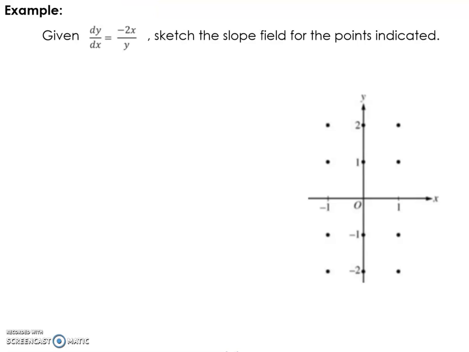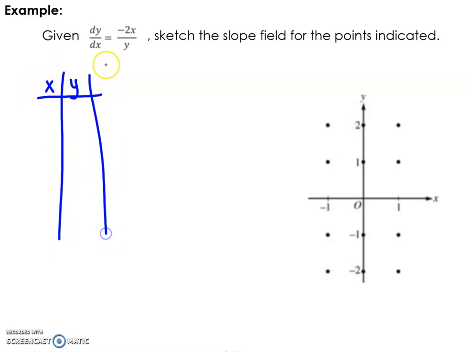Okay, so we're going to look at this other example, and we're not going to do this entire thing because I think you guys can plug in things, but here we go. We'll start with our x, y, and dy over dx. So we have another example with dy over dx equal to -2x over y. Here are our indicated points. On the AP exam, they will give you a graph with little dots, and those dots are the points where you need to make your little tick marks.